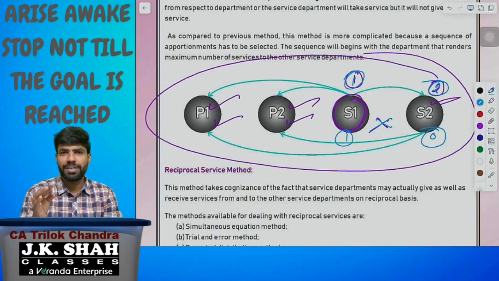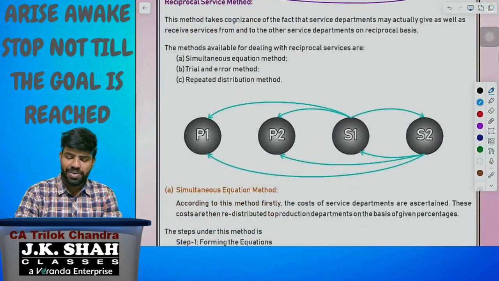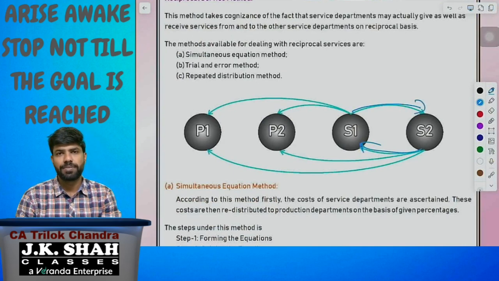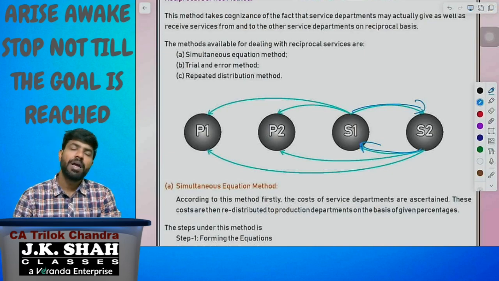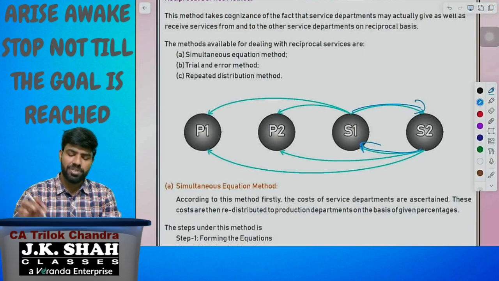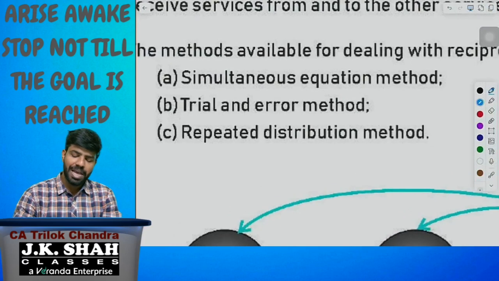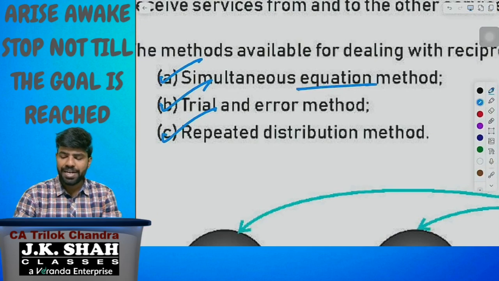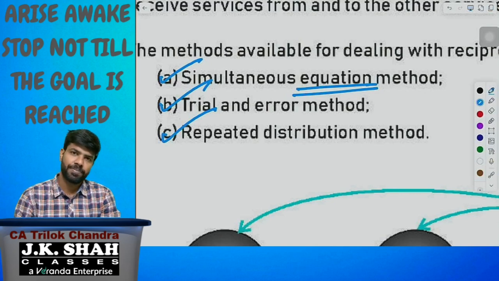Under the reciprocal method, in both ways, it will be giving service and taking back the service. This is called the reciprocal method. Under the reciprocal method, again we have 3 more methods: simultaneous equation method, trial and error method, repeated distribution method. Under the simultaneous equation method, we all know that we are going to form the equations, solve the equations, and then do the apportionment.